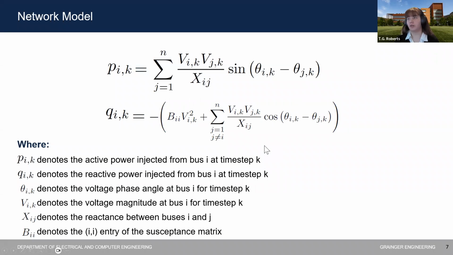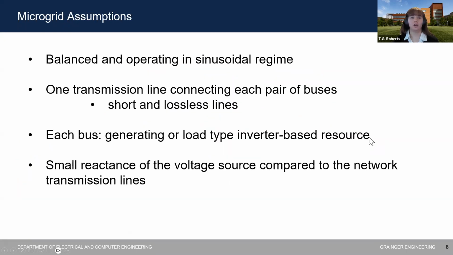There are some microgrid assumptions that we have to make that are reflected in these equations. These are the assumptions that we're making in terms of our microgrid: we are saying that it is balanced and operating in sinusoidal regime, that there is one transmission line connecting each pair of buses that is short and lossless. So as of this paper that was presented, we do not have resistance included in the model. And each bus has a generating or a load type inverter-based resource.